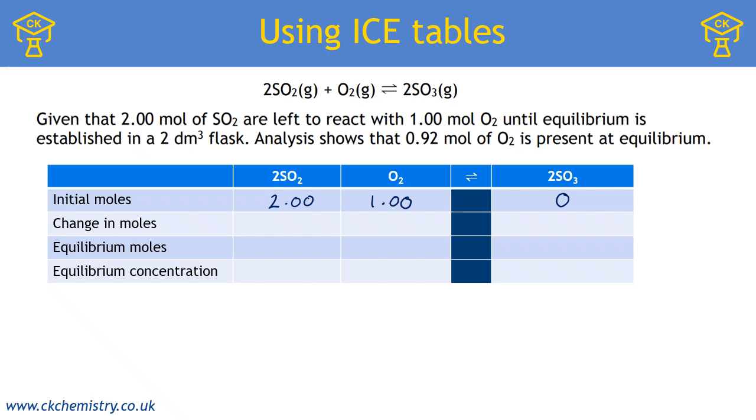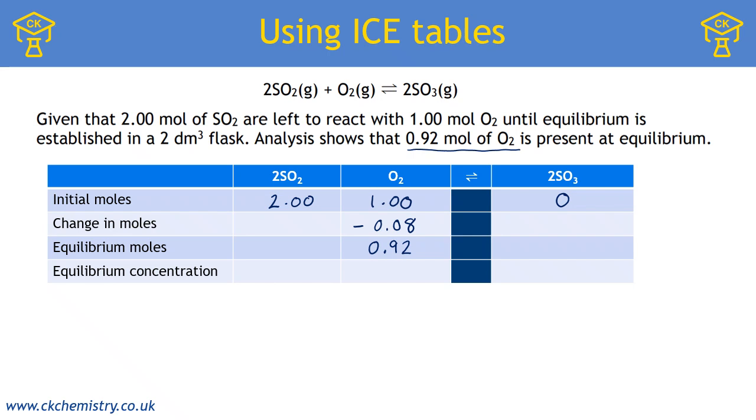And then we put in the equilibrium moles that we've been given. So we've been given oxygen is now 0.92. So I'm going to find the difference between 1 and 0.92, and that's 0.08. That's my change. Change needs to have a plus or minus sign. So O2 has gone down, which it would have to, of course, because it can't possibly go up because there wasn't any SO3. So it's gone down by 0.08.